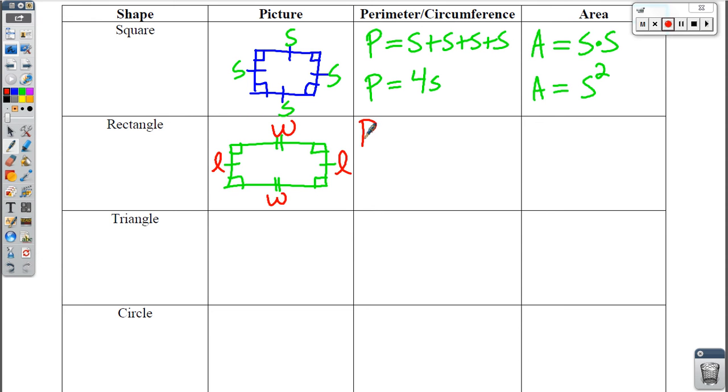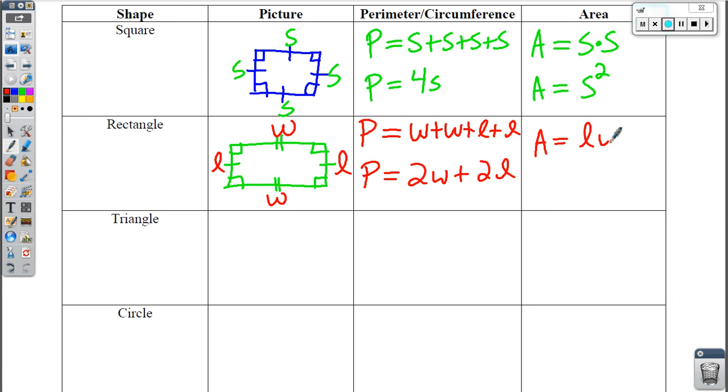So for the perimeter then, what we would do is we would just add up all four sides. So we would have W plus W plus L plus L. If we combine like terms again, we get 2W plus 2L. As for the area, you guys probably learned this a long time ago, but length times width will give you the area of that rectangle.